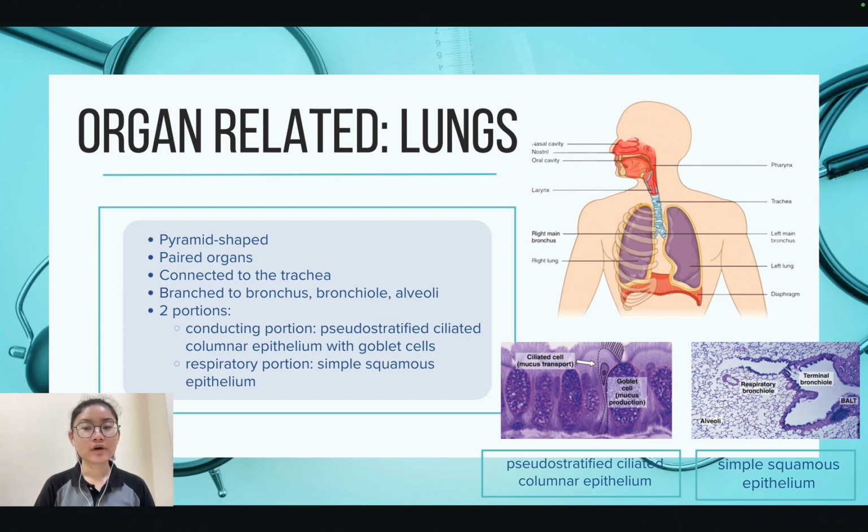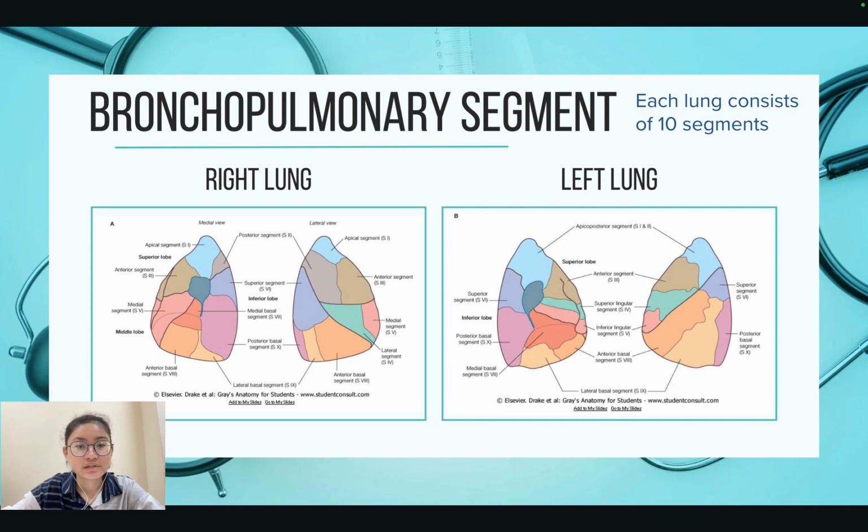The goblet cells of the epithelium help in secreting mucus, thus forming a protective layer and trapping microorganisms. The respiratory portion is made of simple squamous epithelium that aids the cellular gaseous exchange. The function of this portion is for gaseous exchange between the alveoli and the body cells. The bronchopulmonary segment is the smallest unit of the lungs. Each lung consists of 10 segments.